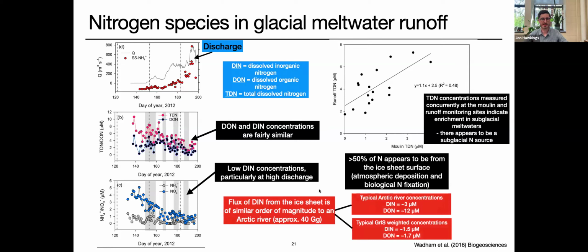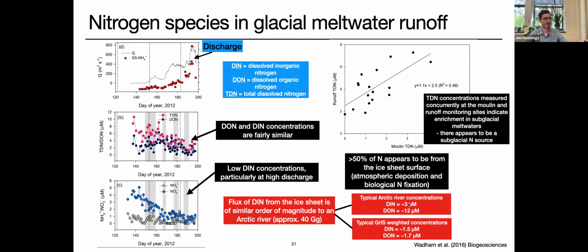And if you wave your arms around a little bit and try and come up with a similar order of magnitude to other locations, the total export from the ice sheet, based on this data, based on discharge weighted means, I should say, is a similar order of magnitude to that of an Arctic river, about 40 gigagrams per year. But we're still pretty low in terms of nitrogen concentrations compared to a typical Arctic river.